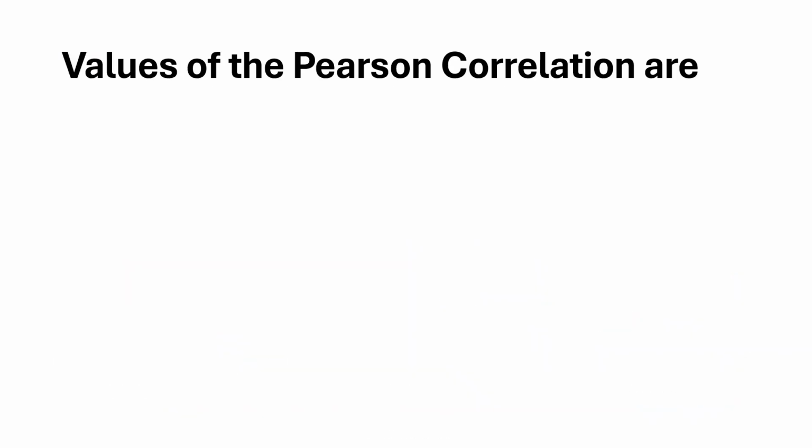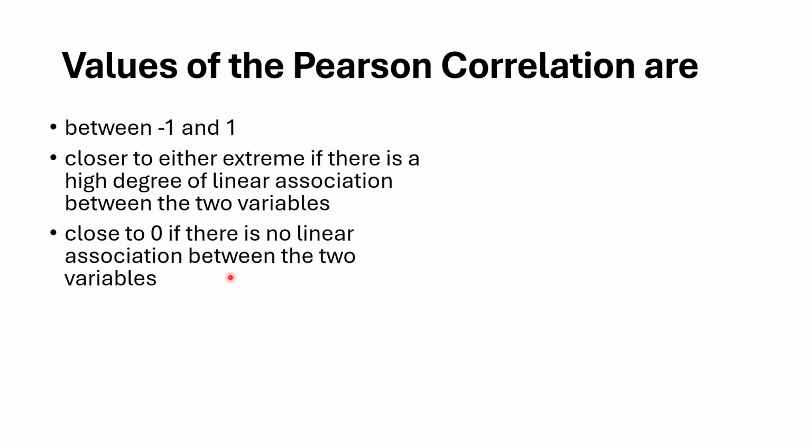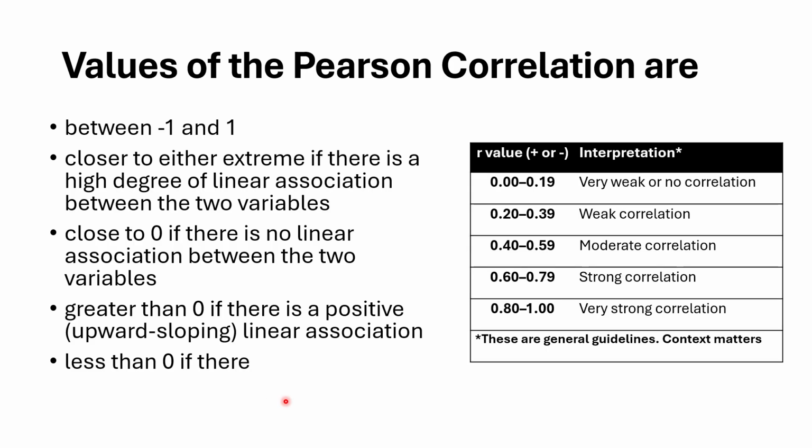So the values of the Pearson correlation are between -1 and 1. They are closer to either extreme if there is a high degree of linear association between the two variables. The values will be close to 0 if there is no linear association between the two variables. They will be greater than 0 if there is a positive or upward slope linear association, and less than 0 if there is a negative correlation.